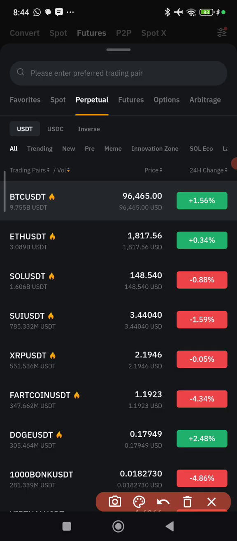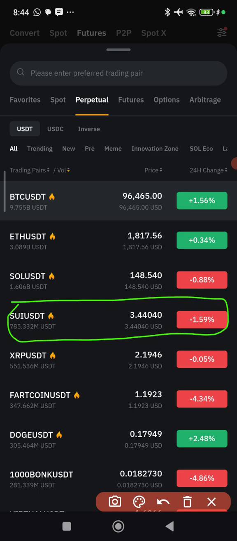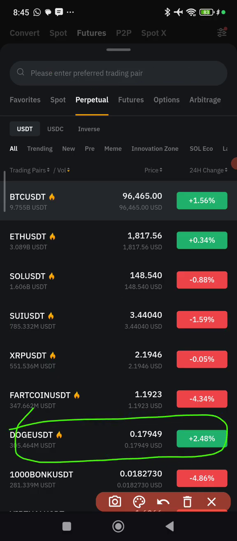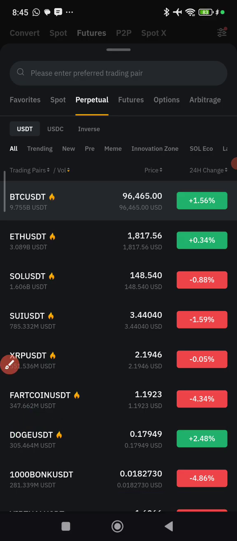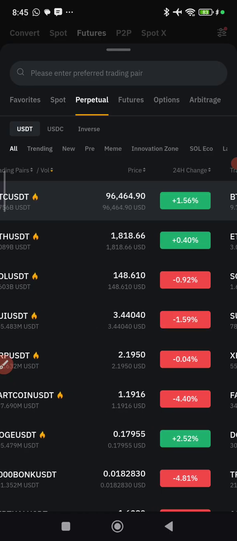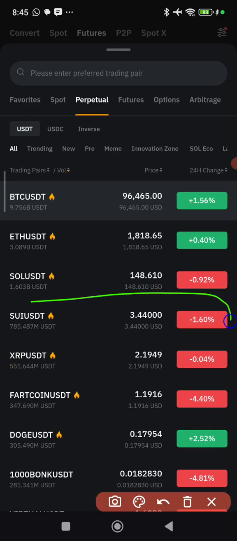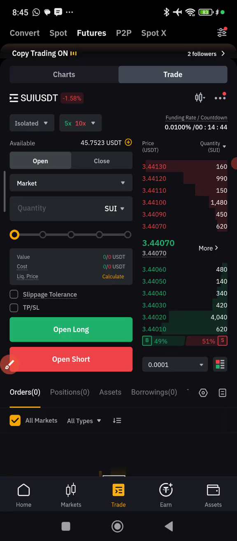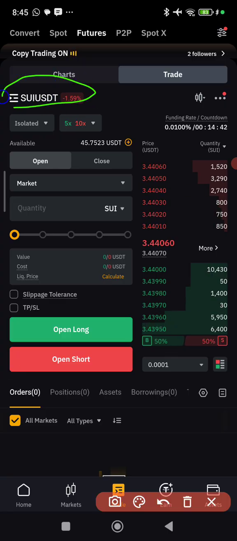Then the next step is to choose the currency you want to trade. Let's assume that you want to trade SU. You can just click this one, or you can search for the cryptocurrency here at the top. Let's say we want to trade Doge. Let's click on Doge. No, let's click on SU. I've clicked on SU, and now my currency has changed to SU.